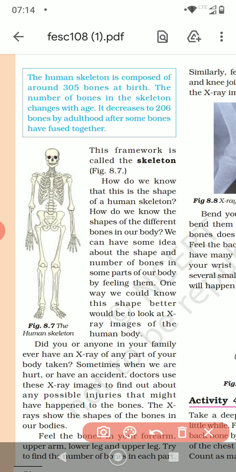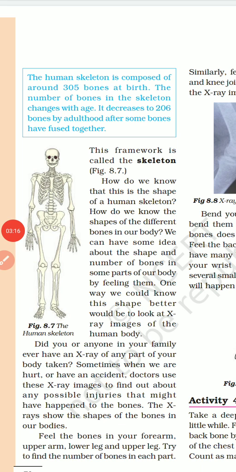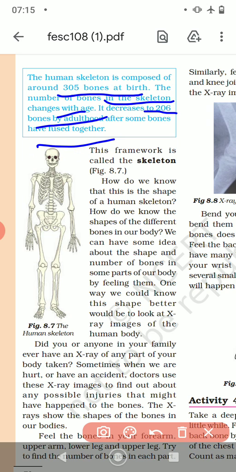Moving ahead. Now this is important. The human skeleton is composed of 305 bones at birth. The number of bones in the skeleton changes with age. It decreases to 206 bones by adulthood, after some bones have fused together. So bones get fused together.